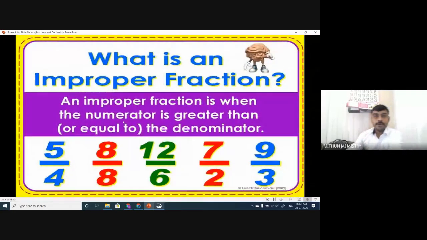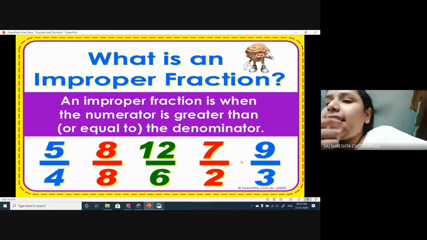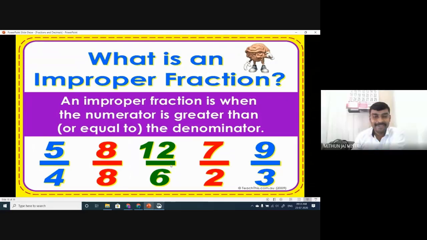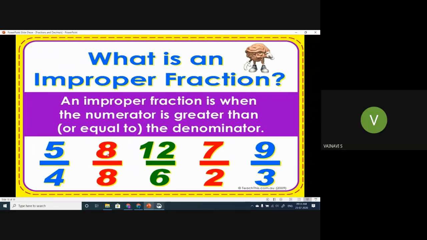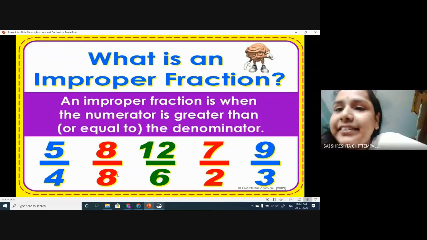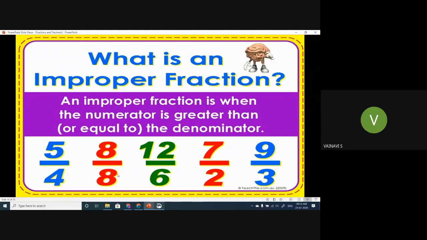Yeah, obviously, you know that our next thing is improper fraction. So what is improper fraction? Have a look at the examples. Numerator is greater than the denominator. One of you said numerator is greater than numerator. No, numerator is greater than the denominator. Correct.